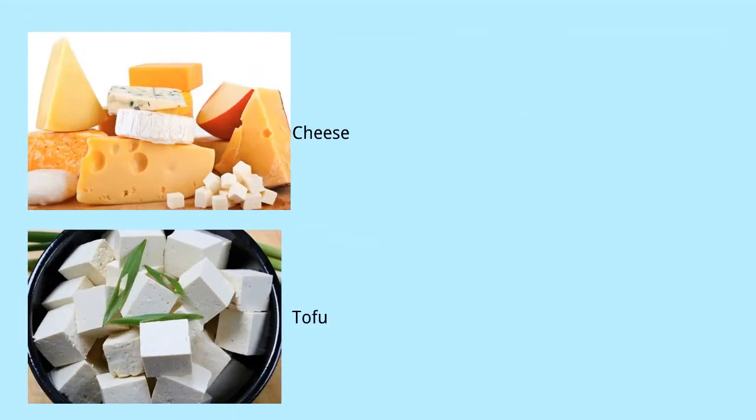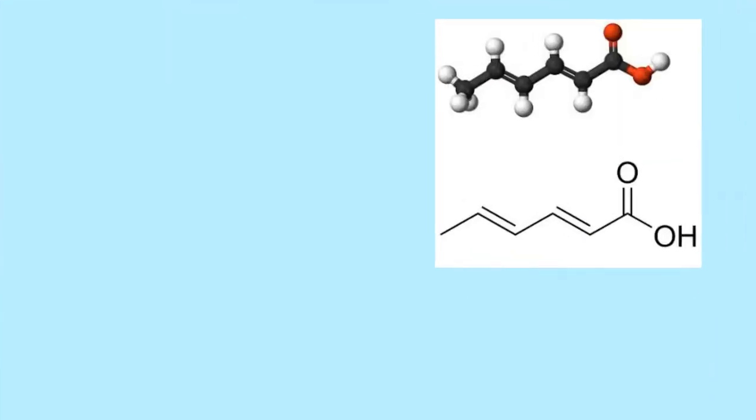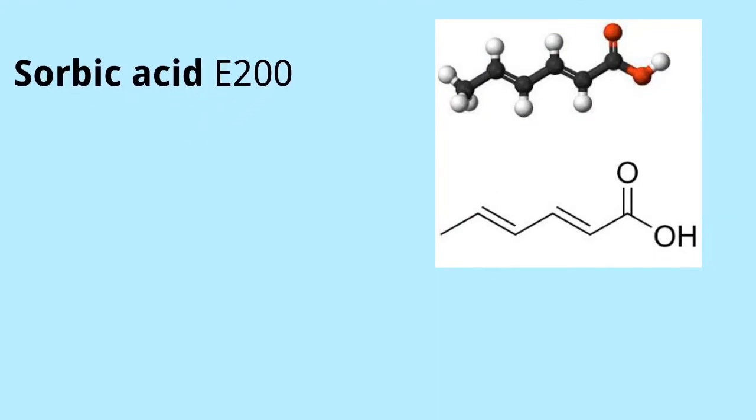The most common use of GDL is in the manufacturing of cheese and tofu because it can reduce the pH slowly, which mimics the fermentation procedure. In salad and sauces, vinegar can reduce pH but cause undesirable flavor, while GDL can provide a low pH but keep the flavor. Sorbic acid is another general food additive used as a preservative.